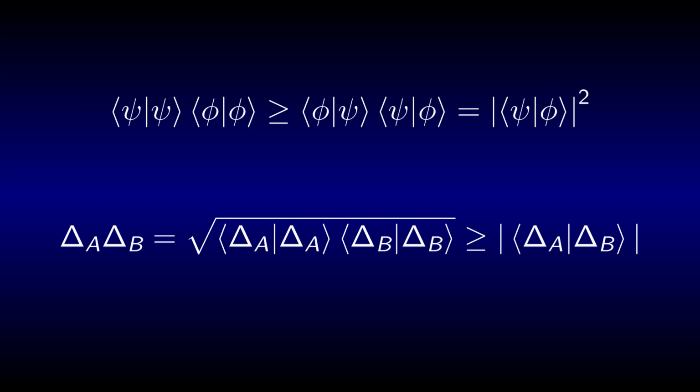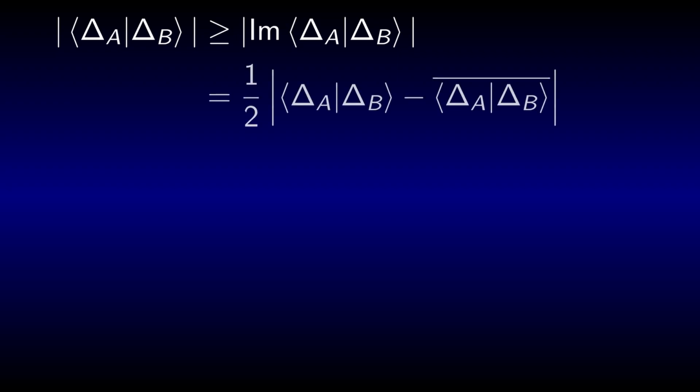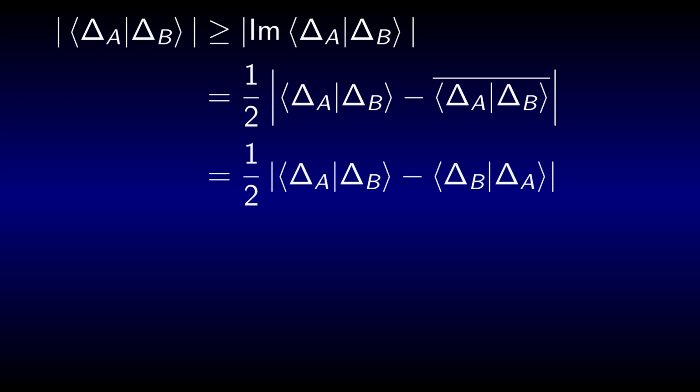The projection of delta A on delta B will give us a complex number. The absolute value of this number is smaller than or equal to the absolute value of its imaginary part, as you can easily verify. We can write it in terms of the original expression and its complex conjugate. And conjugating a projection is the same as switching the two wave functions.